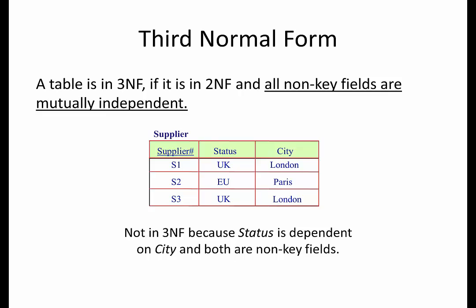So in this case, status is dependent on city rather than directly on supplier. Okay? The supplier may be in a city, but the status is dependent on city rather than directly on supplier number. And both are non-key fields. That's why it's not in third normal form, because these are non-key fields and status is dependent on city.